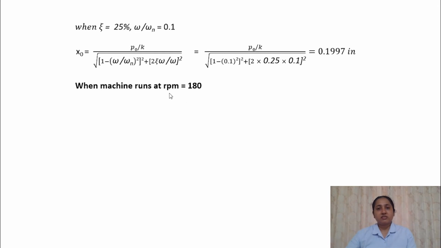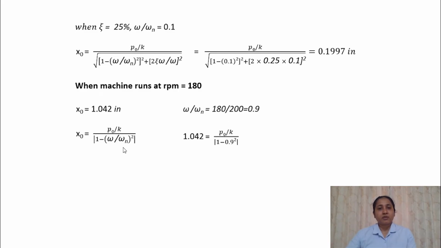So now let's move on to 180 rpm. When the machine is at 180 rpm, the amplitude we know, and the frequency ratio we can calculate, that would be 180 by the natural frequency, that is 200. So the frequency ratio is 0.9 here. Again, we can substitute in this equation and calculate the value of P naught by K, and we should get the same as we calculated earlier, because this is just a static response. It does not depend upon the forcing frequency.